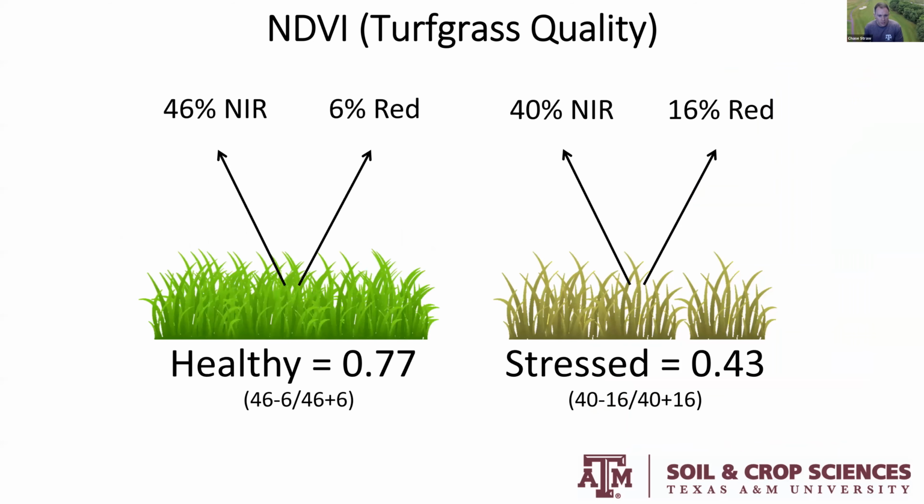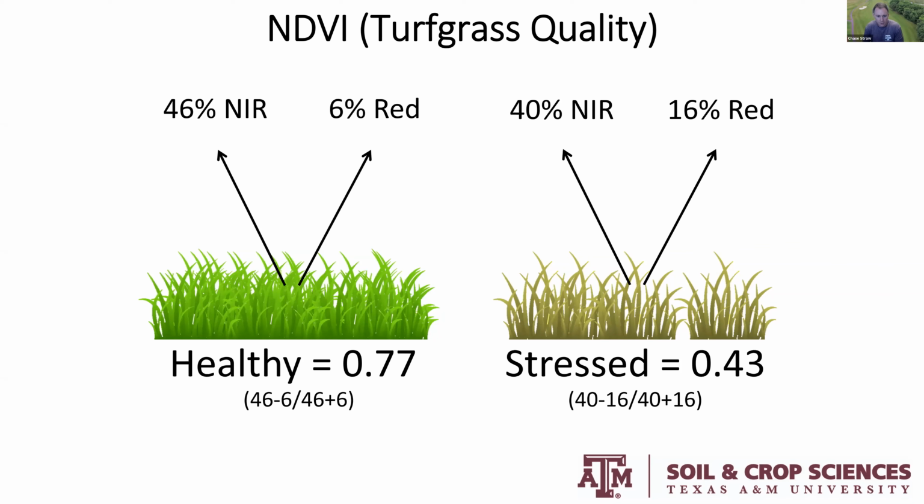So just a real quick example, a visual of what exactly we're measuring here. A healthy turf is going to absorb more red light, so it's going to reflect less red light because it has more chlorophyll, whereas a stressed one is going to reflect more red light. When you plug these numbers into the NDVI equation here, you get a number between 0 and 1, with the number closest to 1 indicating a healthier turf.